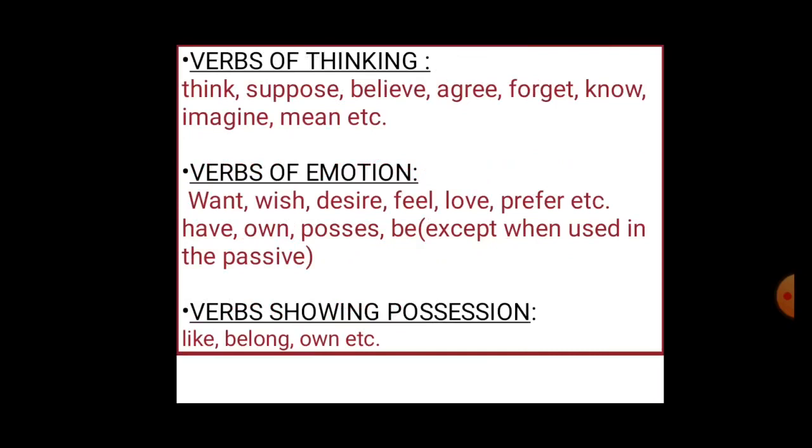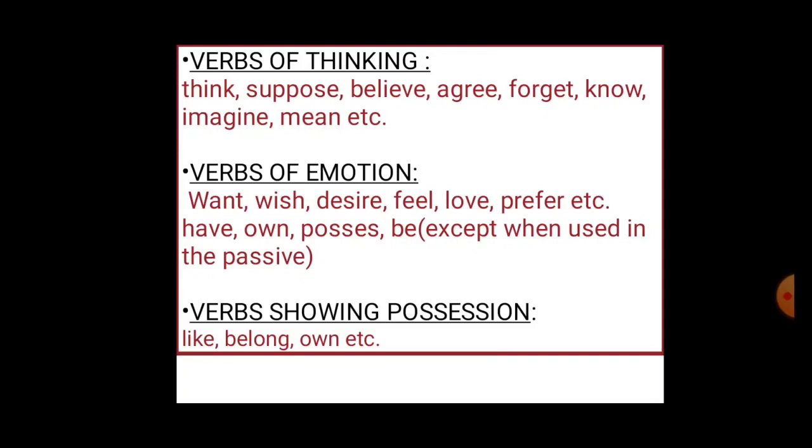In the same way, verbs of thinking, for example, think, suppose, believe, agree, forget, know, imagine, mean, etc. Now, verbs of emotion or feelings like want, wish, desire, feel, love, prefer, etc. Then have, own, possess, or be verbs, except when used in the passive. Now, what are the be forms of verb? Yes, is, am, are, was, were.